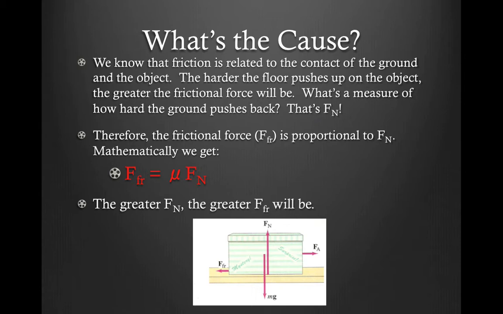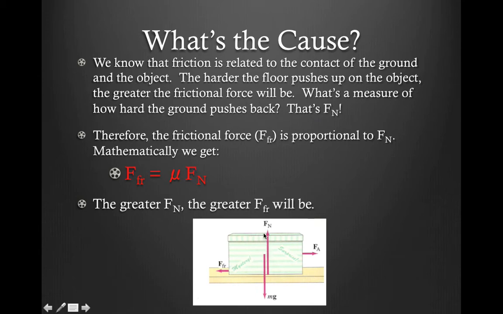Well, the harder the floor or the ground pushes up on the object, the greater the frictional force will be. Well, what's a measure of how hard the ground pushes back? That's Fn. Therefore, the frictional force is proportional to Fn. Mathematically, we get this: force of friction is equal to this Greek symbol mu times Fn.